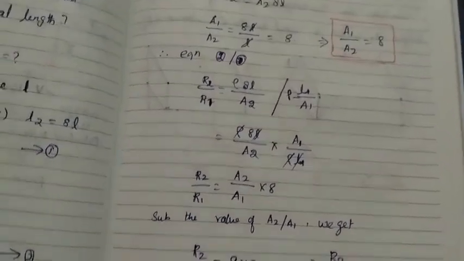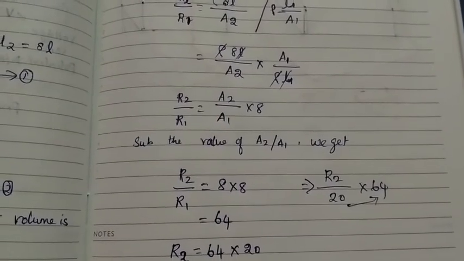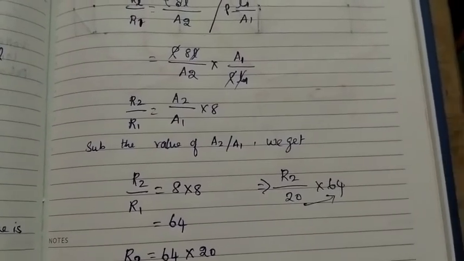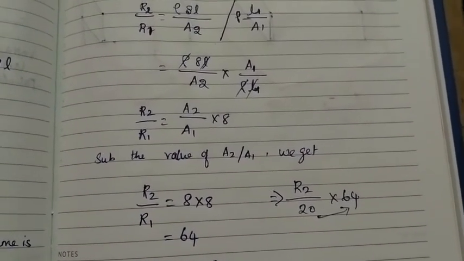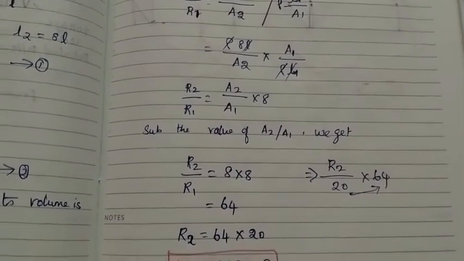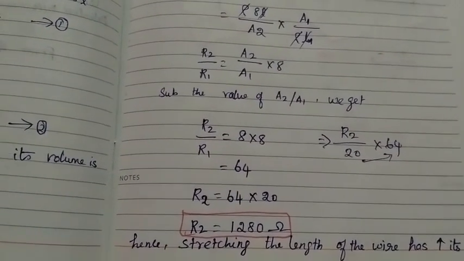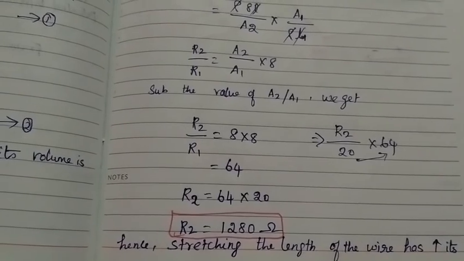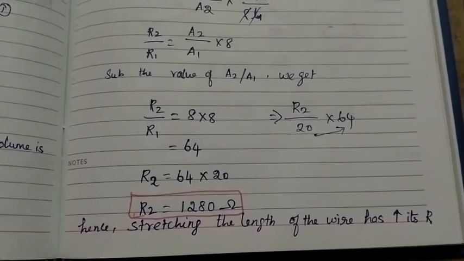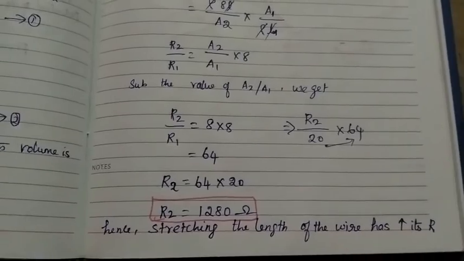So substituting the value of A1 divided by A2, which is 8, we get 8 into 8, which is 64. R1 is the given value, 20. So R2 divided by 20 is equal to 64. Cross multiplying, R2 is equal to 64 into 20, which is 1280 ohms. Hence the resistance of the stretched wire has increased. This is the final answer.